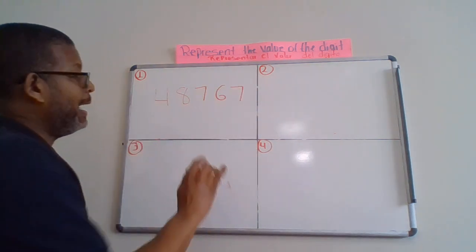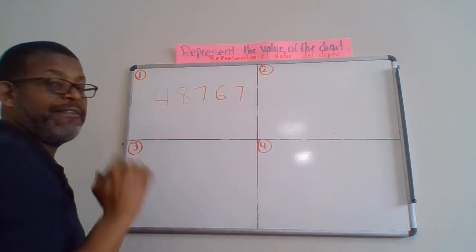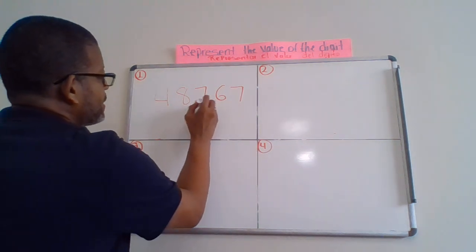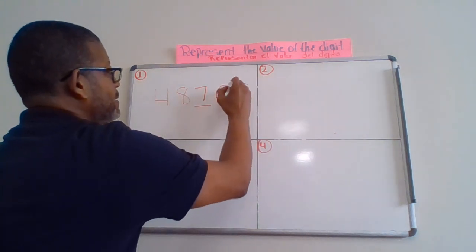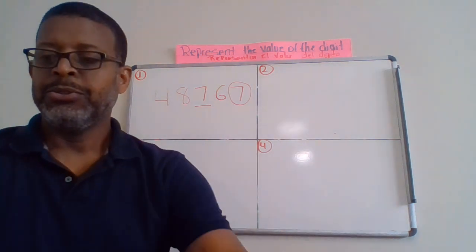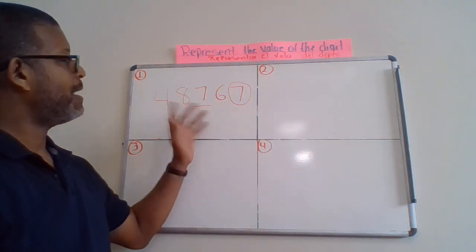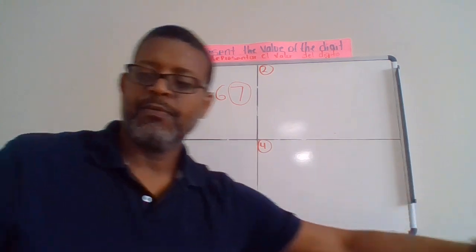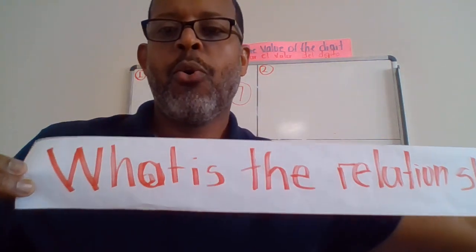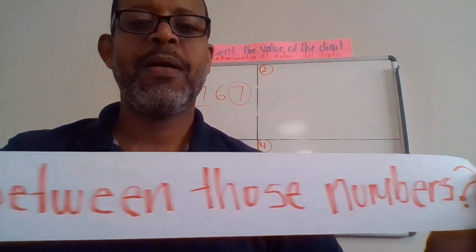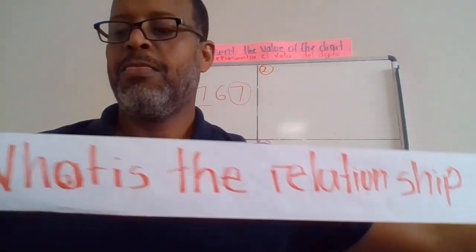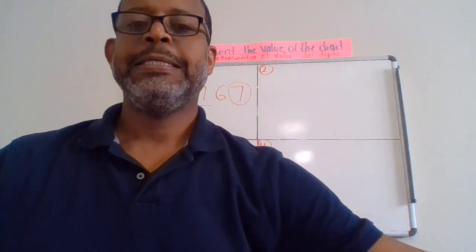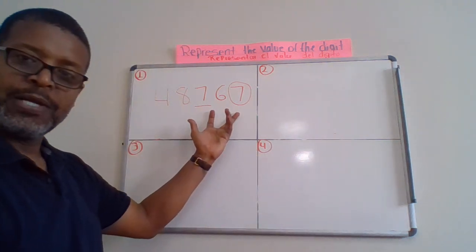This number has 1, 2, 3, 4, 5 digits. Our number today has 5 digits. And there is a number that is highlighted and a number that is circled. So why do we have a number highlighted and a number circled? This is when this question comes in: what is the relationship of those two numbers?